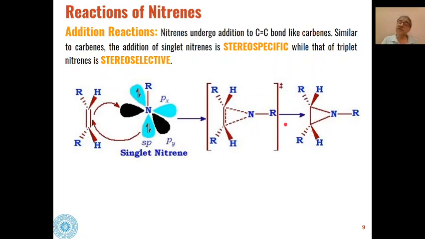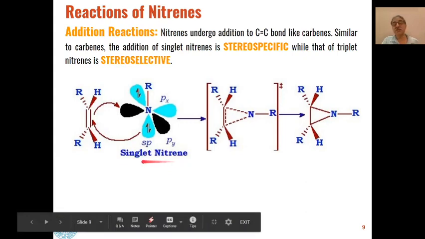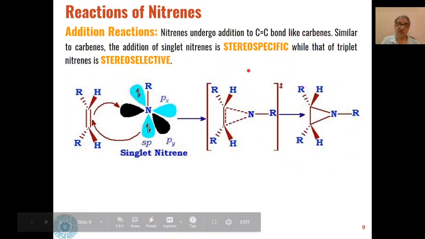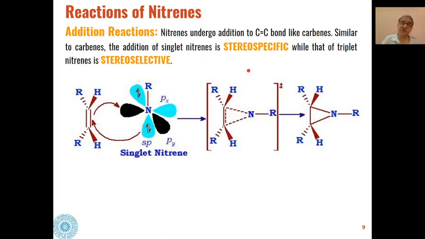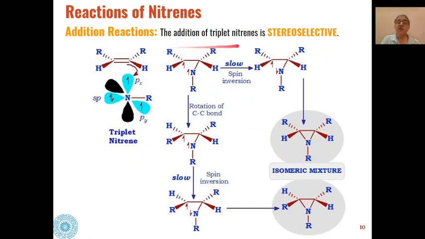And this transition state will lead to the formation of a stereospecific product. That is, only one isomer is formed in such a conversion. Singlet nitrenes give us only one isomer, so that is why we call these reactions stereospecific in the case of singlet nitrenes. Similarly, for triplet nitrenes, the mechanism is the same as we have studied in the case of carbenes. So here it is stereoselective.